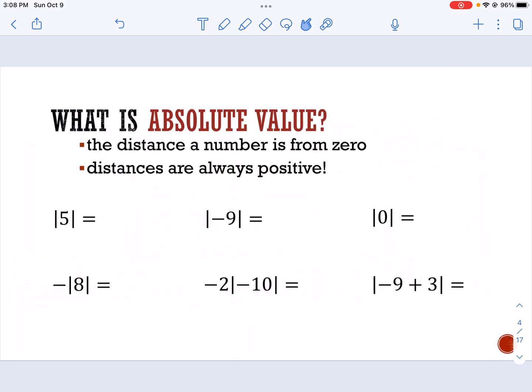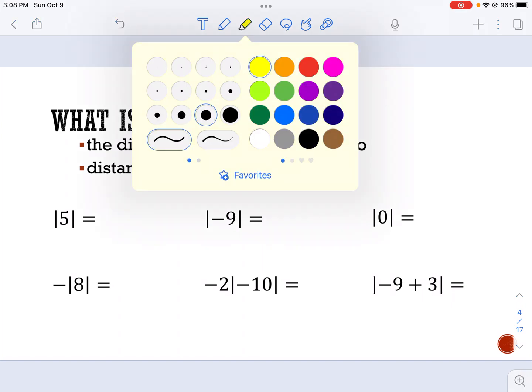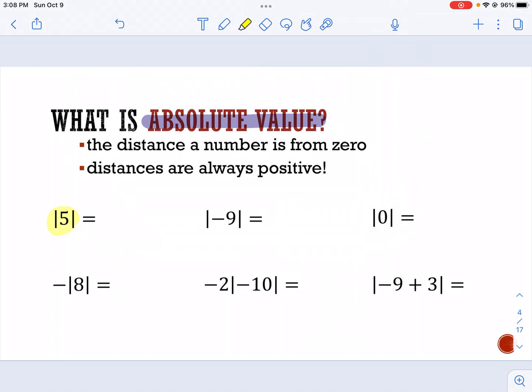So before we begin absolute value equations, it's really important we understand what absolute value is. By definition, remember, absolute value is a number's distance away from zero. And when we talk about distance, distance can never be negative. So let's take a look at some of these examples here on the bottom. We read this as the absolute value of 5, and we're going to ask ourselves, how far away is the number 5 from 0? Well, we know that's 5 units.